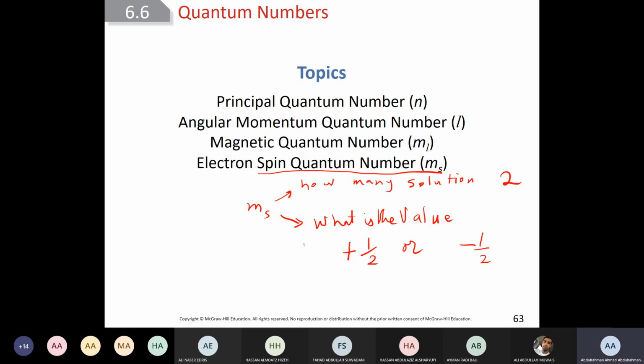And when we draw the arrow like this, it means probably +half. And if we draw an arrow like this, what does that arrow mean? -half. Okay, let's go back to our orbital and let's put an electron here like this.